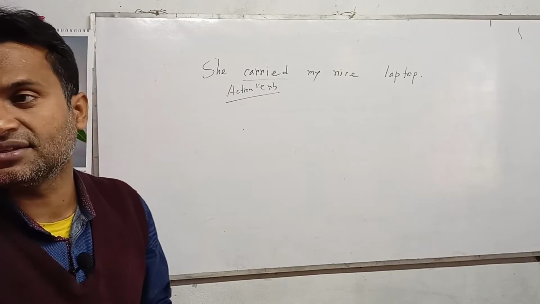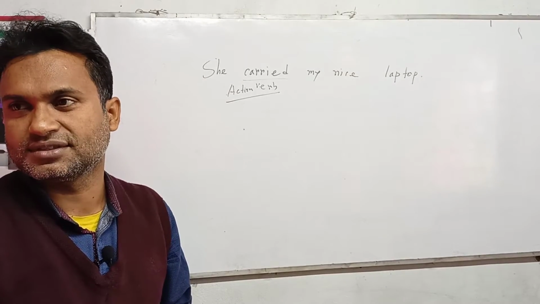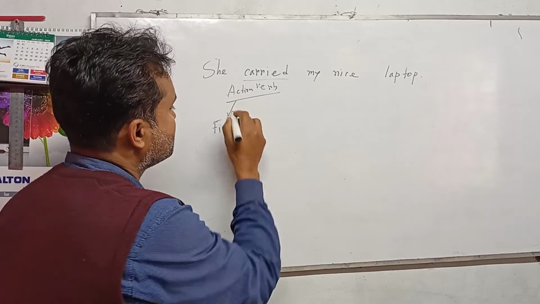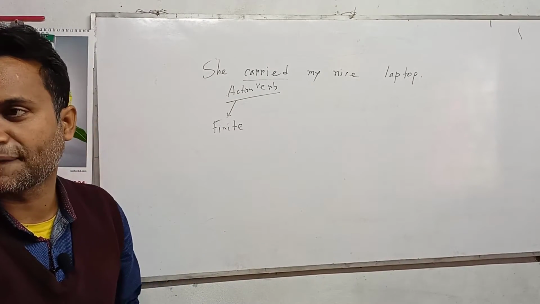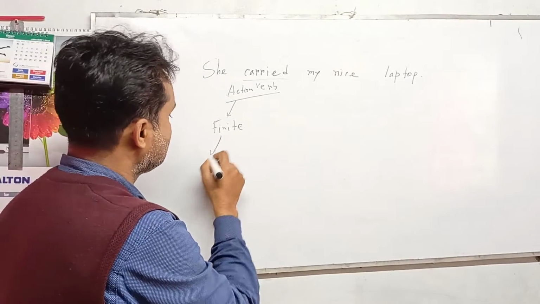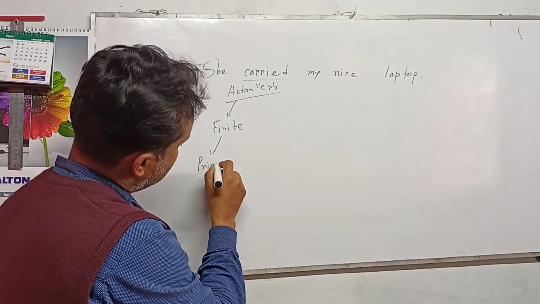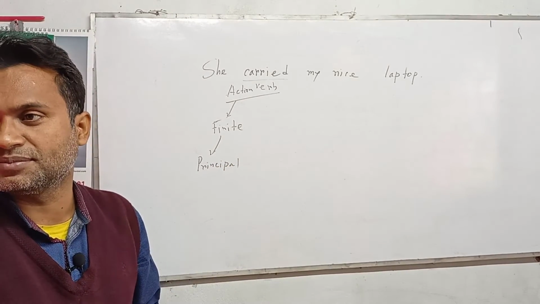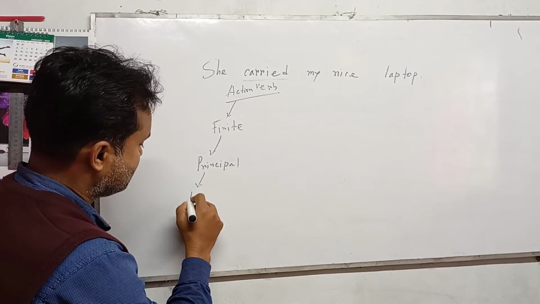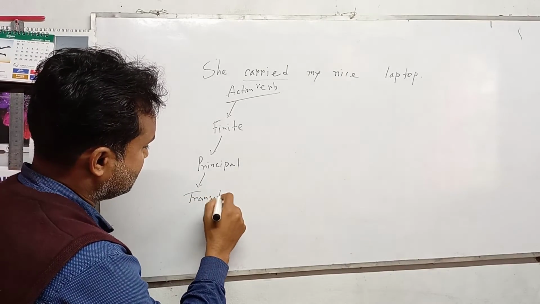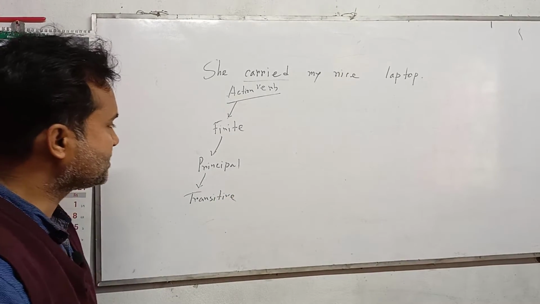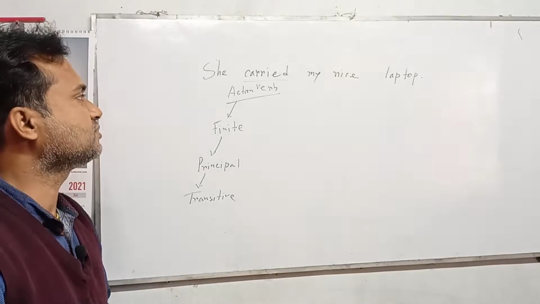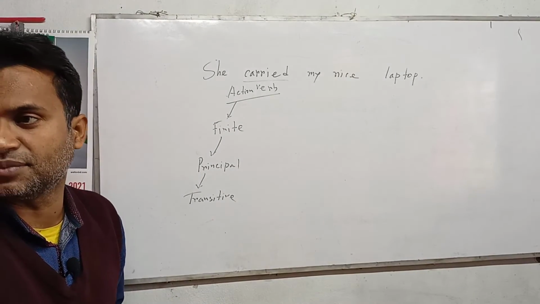Next one, is it finite or non-finite? Finite verb. Good. Next one, is this principal or auxiliary? Principal. Good. This one is transitive or intransitive? Transitive. So the first one is an action verb, next a finite verb, next a principal verb, next a transitive verb. Okay, so why is it a transitive verb?